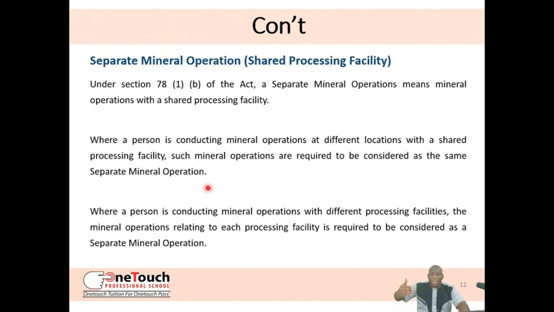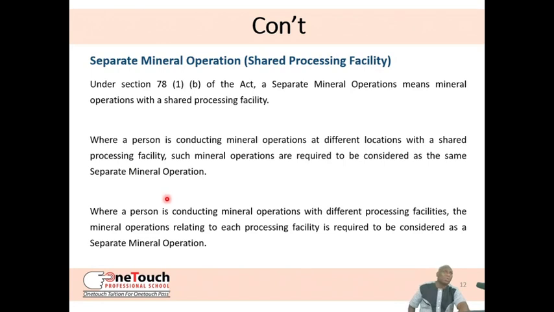For that matter, the revenue that is derived for each of the mines must be combined. Take note. Because they are sharing the same processing facility, the revenue that is derived from each of the different locations must be put together, so far as that mineral operation is concerned, regardless of the fact that it is at different locations. Please, the reason is because they are sharing what? The processing what? Facility.